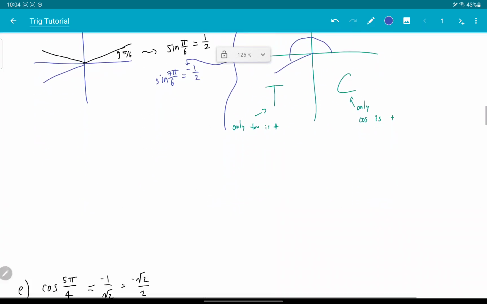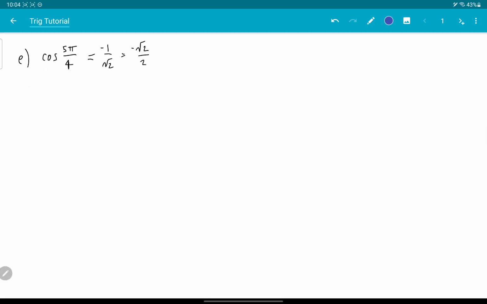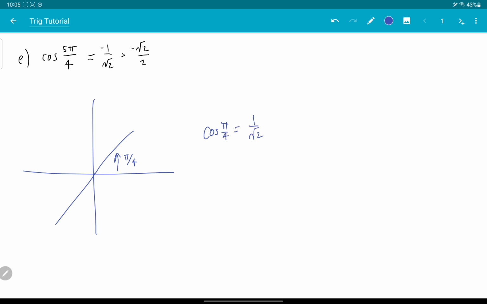All right, let's try another one. Cos of 5 pi over 4. So if I reflect that, 5 pi over 4 looks like this. So if I reflect it back into the first quadrant, I get this guy, which is pi over 4. Cosine pi over 4 is 1 over root 2. That's from my triangle 1, 1, root 2.